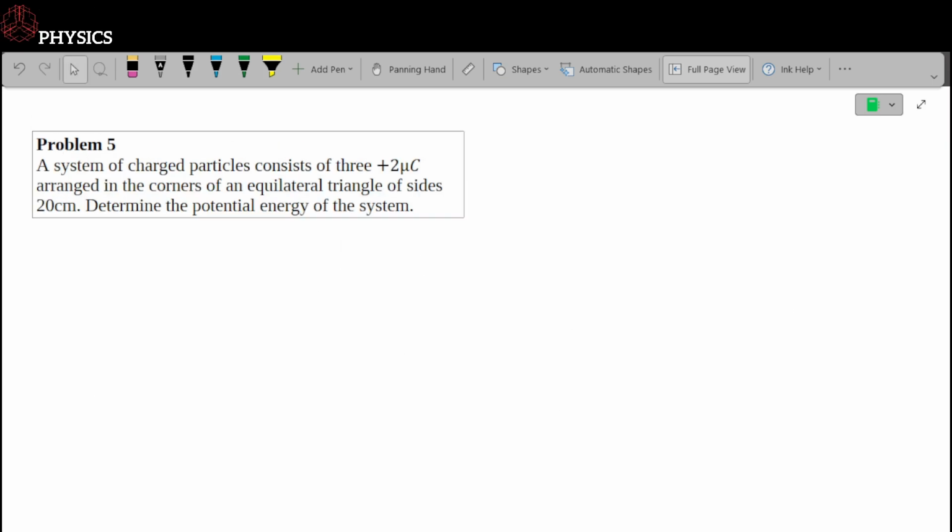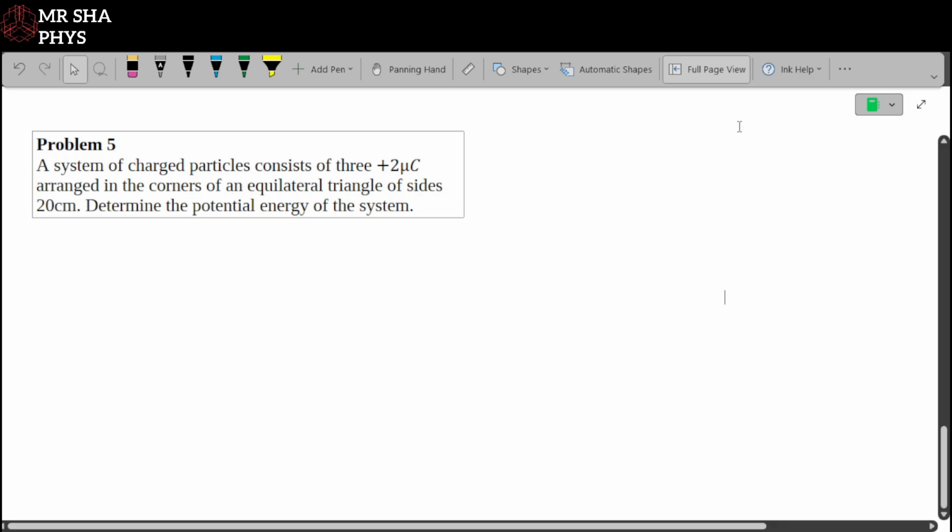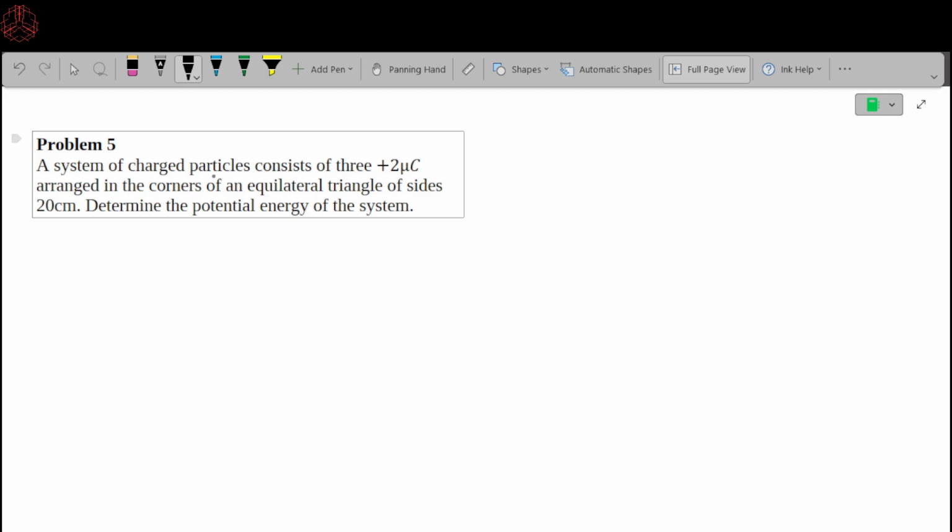Okay, so now we move on to problem 5. A system of charged particles consists of 3 positive 2 microcoulomb charges arranged in the corners of an equilateral triangle of sides 20 centimeters. So let's just assume I have an equilateral triangle.